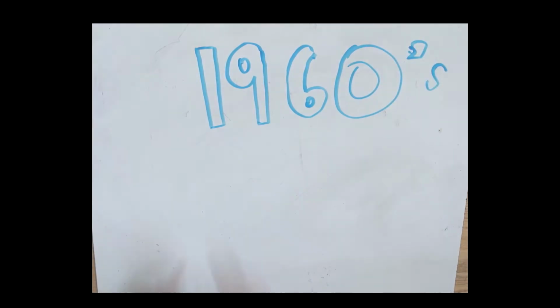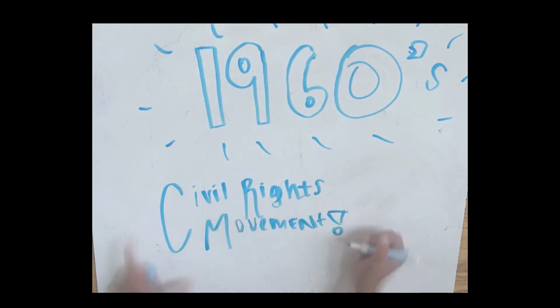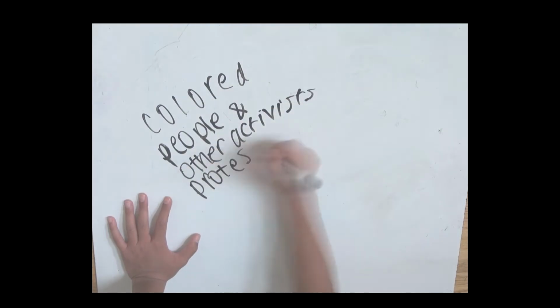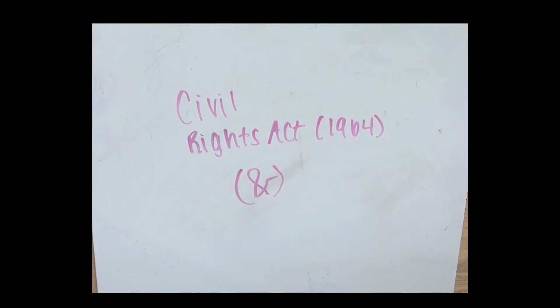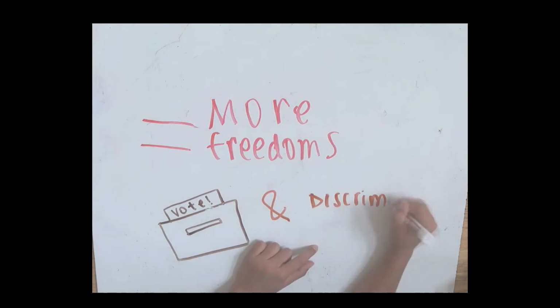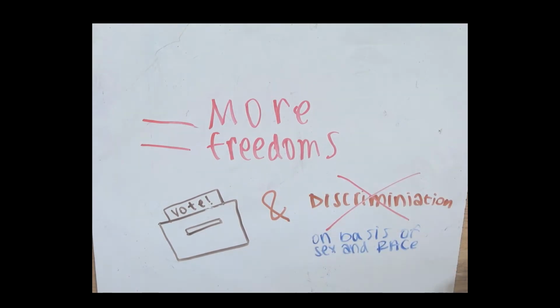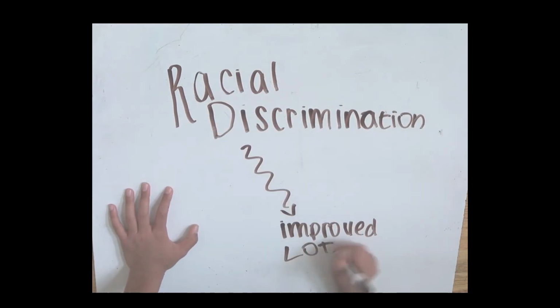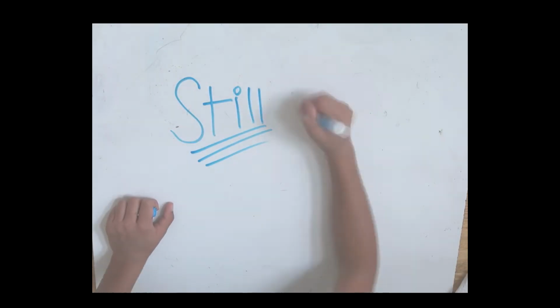During the Civil Rights Movement, which happened in the 1960s, black activists and people of color protested and fought for equality and freedom through nonviolence and sit-ins. The Civil Rights Act of 1964 and Voting Rights Act of 1965 additionally gave people of color more freedoms, including making it easier to vote and getting rid of discrimination on the basis of race. So yes, racial discrimination has come a long way, but it is still a common issue.